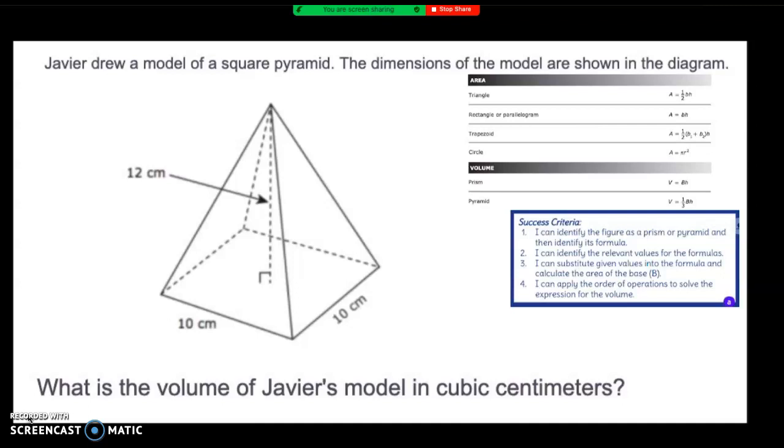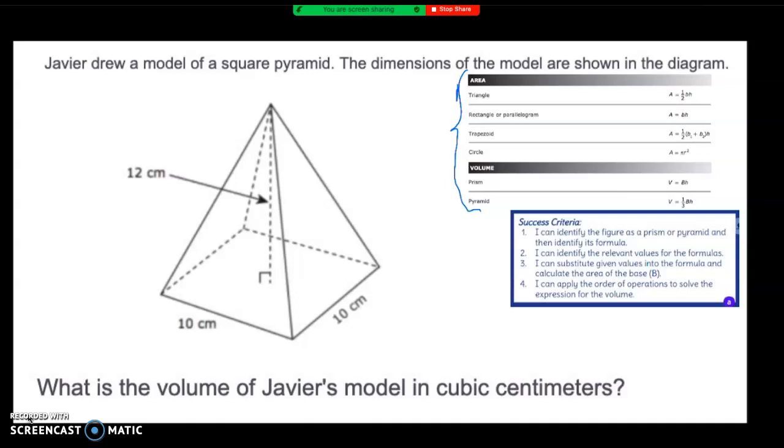And the problem states, Javier drew a model of a square pyramid. The dimensions of the model are shown in the diagram. What is the volume of Javier's model in cubic centimeters? Now, I went ahead and put the formulas for you right up here. These are the formulas that will be given to you during a STAR test. They include the area and the volume.